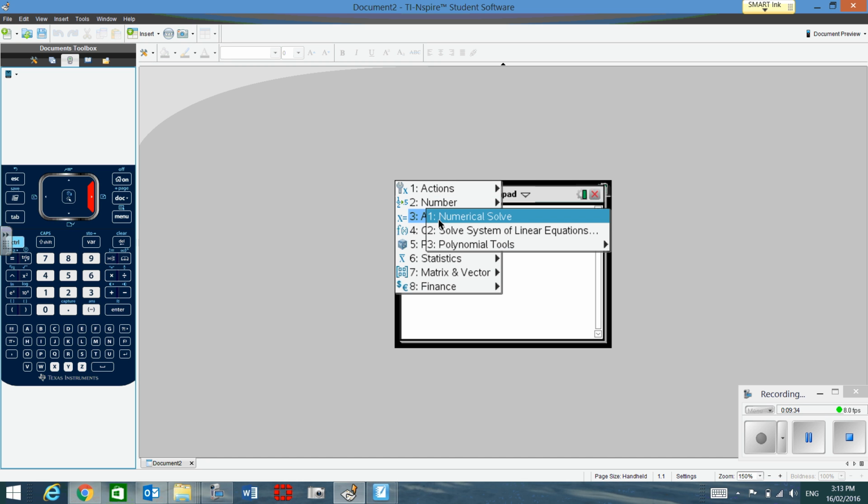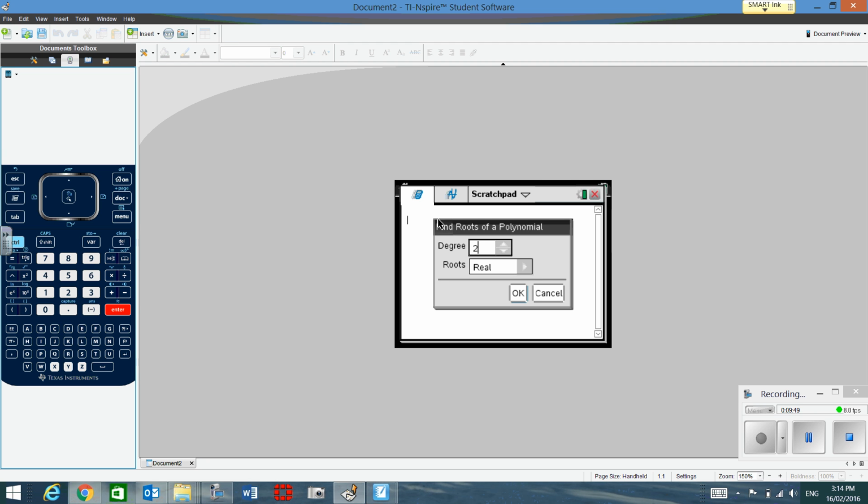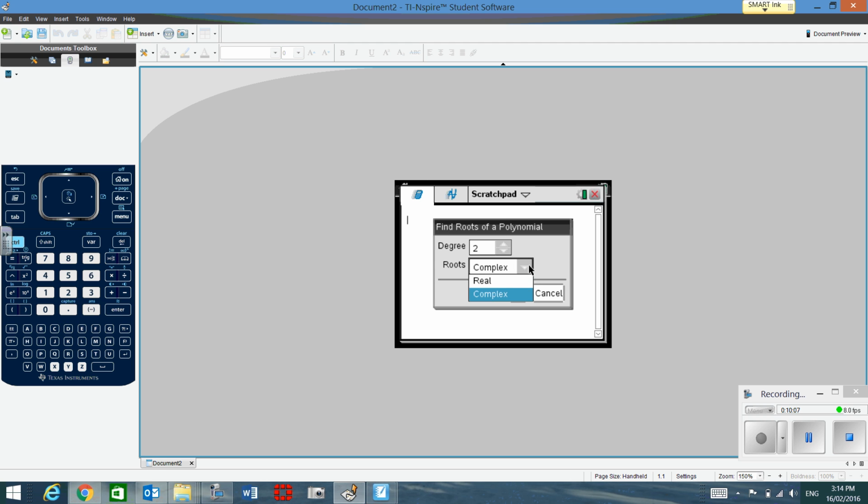And you'll notice that there's a polynomial tools as your third option. And we're going to go down to where it says find the roots of a polynomial. It's going to ask you what degree your polynomial is. So I have a second degree because it's x squared. So the highest exponent is a 2. You can find real, or we could wind up looking at complex. So if we know that we might get an imaginary answer, so a non-real answer, I can push complex. So let's see what happens when I push real.